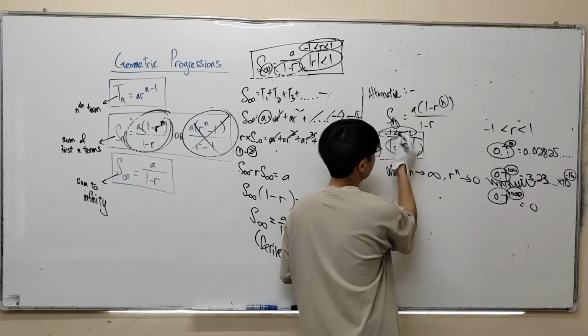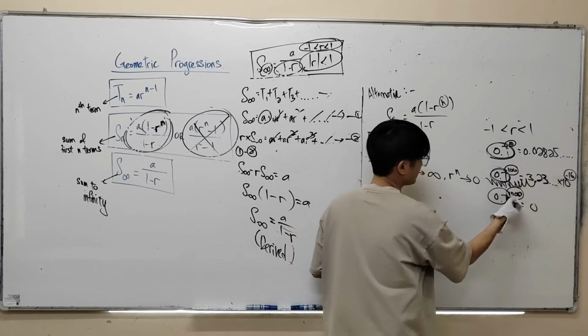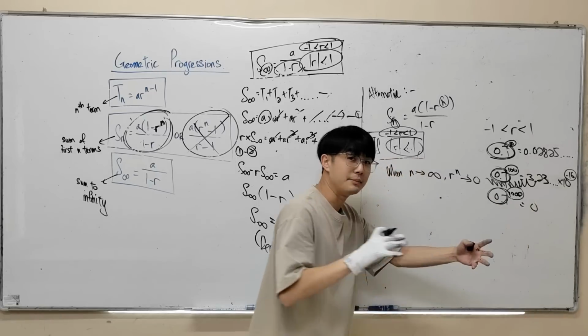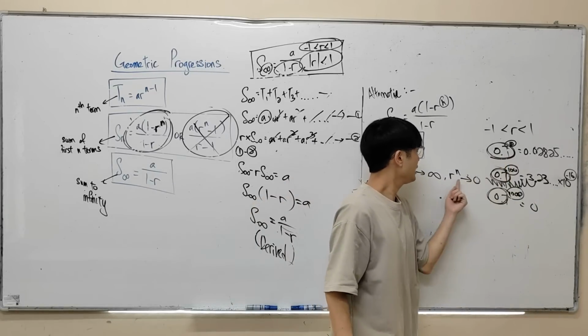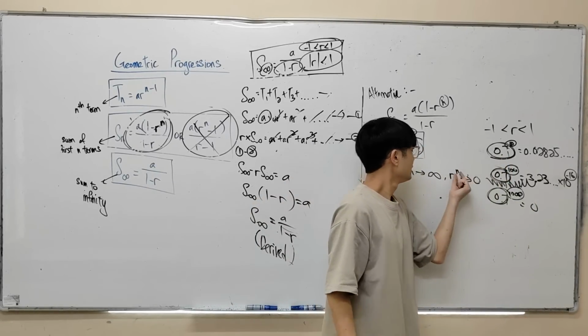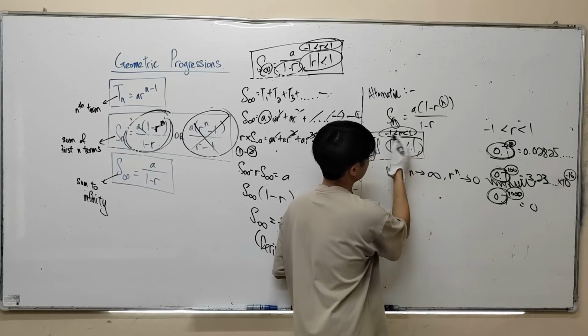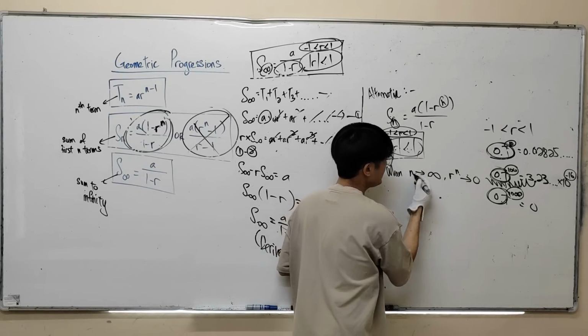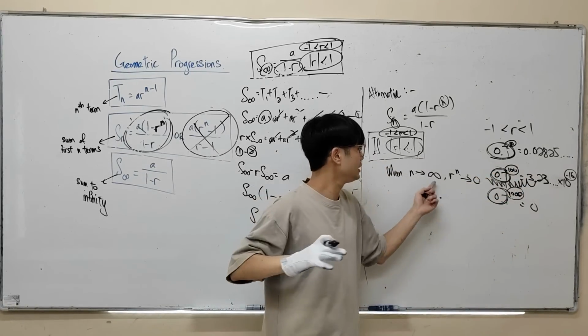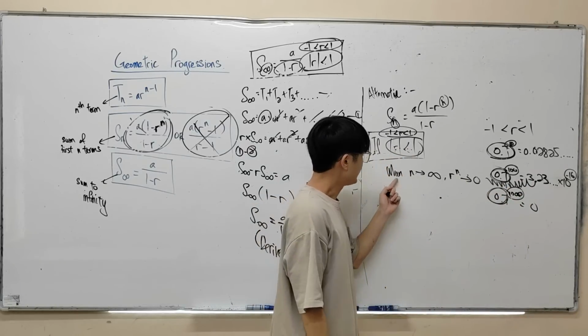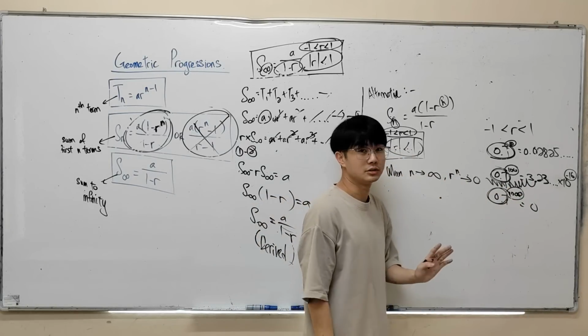If your r is in between negative 1 and 1, which is 0 point something, and when your n approaches infinity, meaning your n gets bigger and bigger, the r power n will surely be 0 because your r is already 0 point something. Infinity means like very big, right? So that's why it's approaching 0. So when n approaches infinity, r power n approaches 0, right?